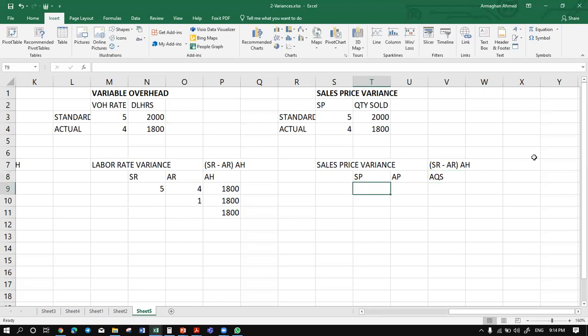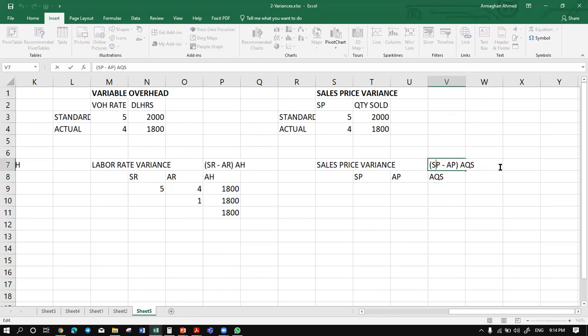Ready? So let me change this one as well. Standard price, actual price into actual quantity sold. Basically, change in price into quantity, right? Change in sales price. Won't it get reversed, sir? Yes, actual minus standard. We can reverse this. Yes, Fareed, understand that we can do reverse.